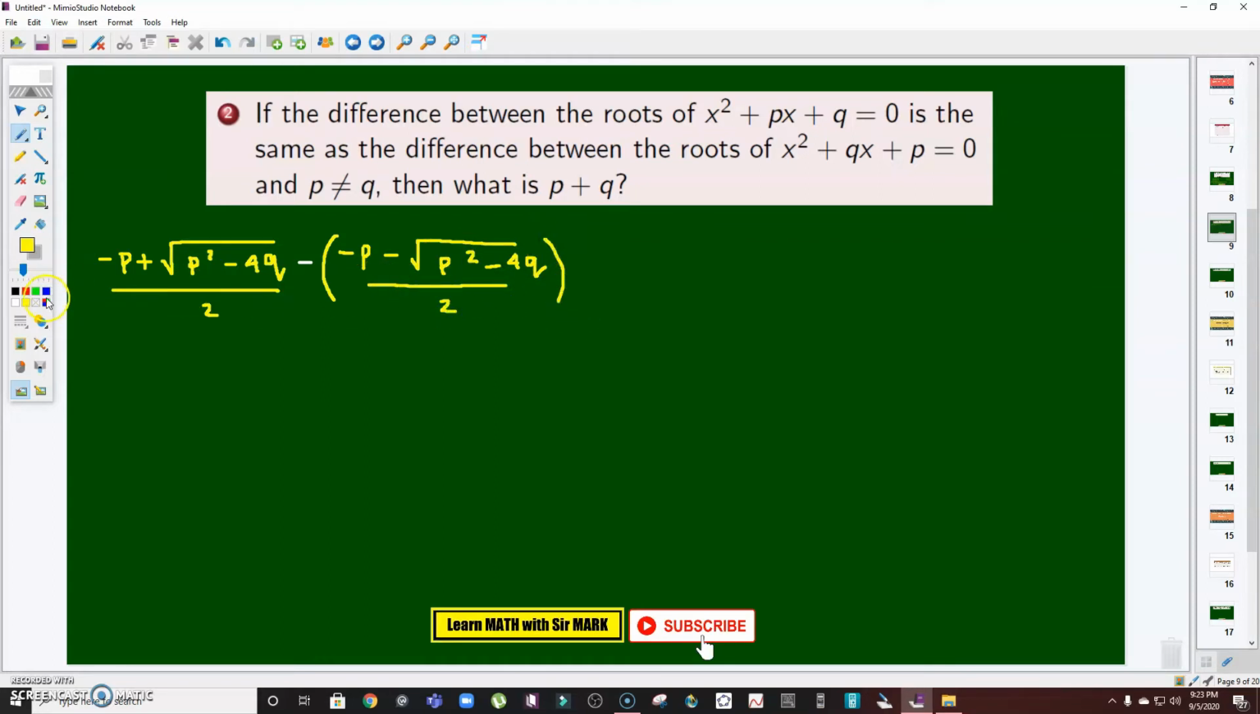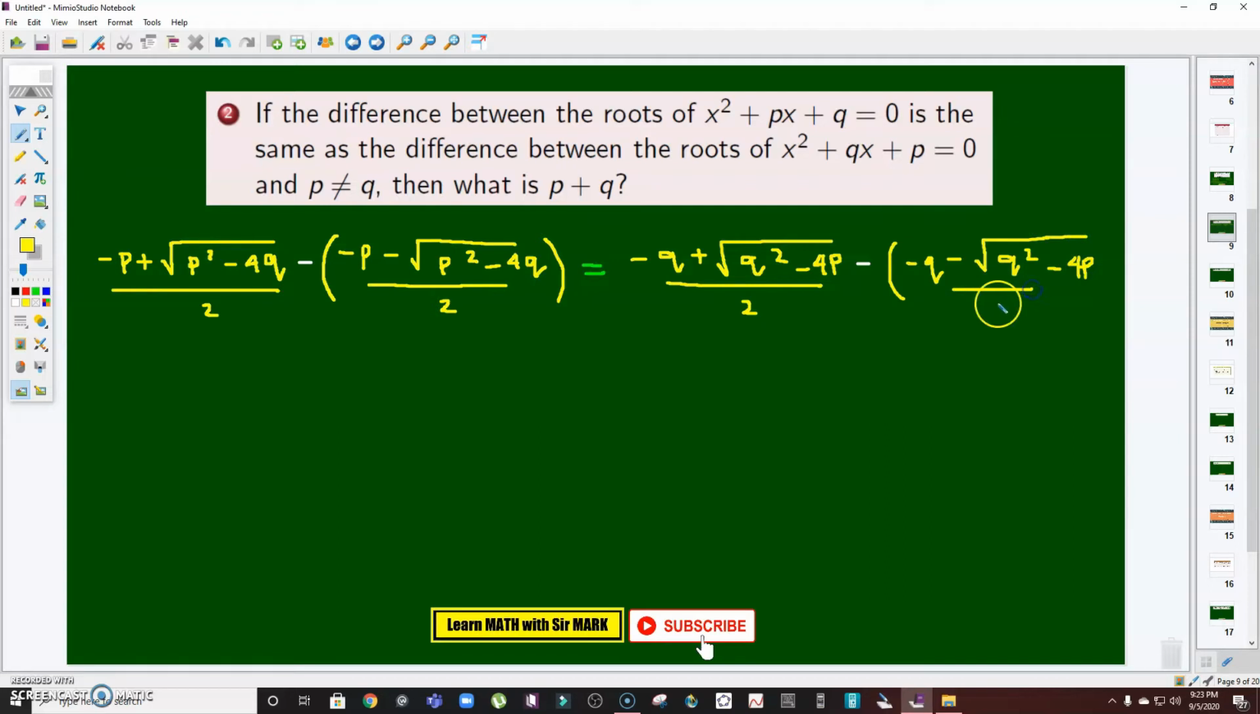There you go. Equals the same difference. Take note, the linear and constant terms are just interchanged. So this one will become negative q plus square root of q squared minus 4 times p times 1, so minus 4p, all over 2, minus, since again it's the same difference, negative q minus square root of q squared minus 4p all over 2. There you go. What's next here?